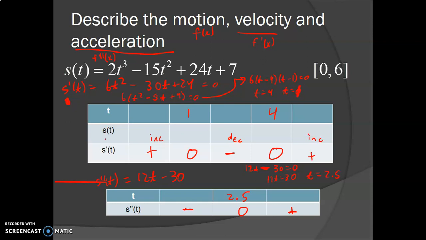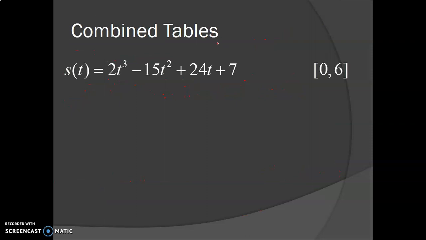So if we think about this, when the velocity is positive, the position is increasing. When the velocity is negative, position is decreasing. And then over here, we're thinking about the acceleration. So when the acceleration is negative, the velocity is decreasing. And when the acceleration is positive, the velocity is increasing. All right, now let's put it all together on the same table.